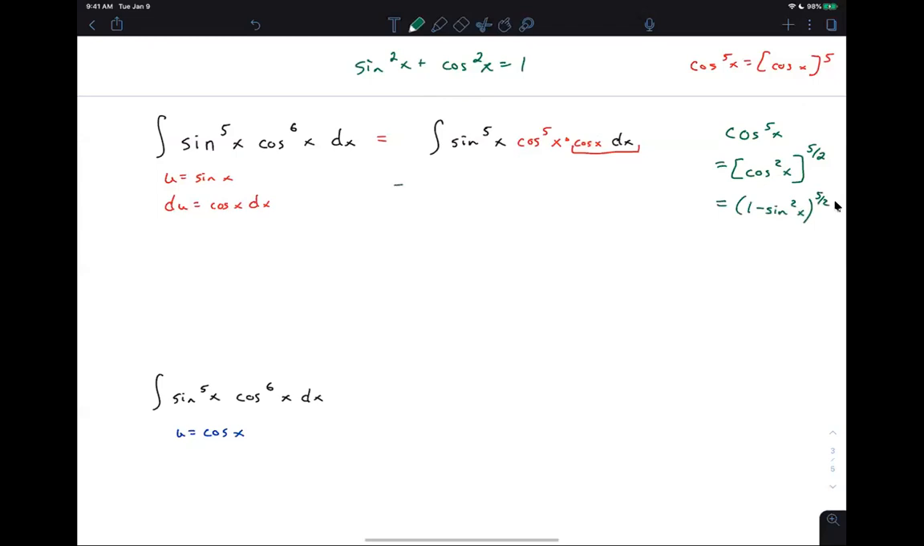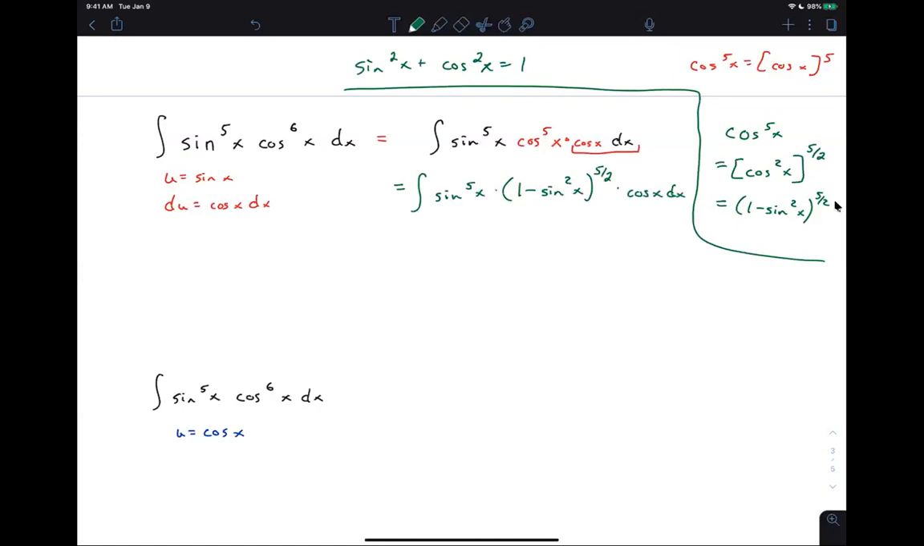That means I can rewrite this problem as sine to the 5th x times 1 minus sine squared x to the 5 halves times cosine x dx. This stuff up here at the top and on the right, that's stuff we don't normally need to write out. But if it helps to write this out, you're welcome to. Just do that on the side. We want to go from here to here. Does everybody follow what's happening so far? Okay, now the reason we want to rewrite it that way is now this part is du, and the rest of it is in terms of u.